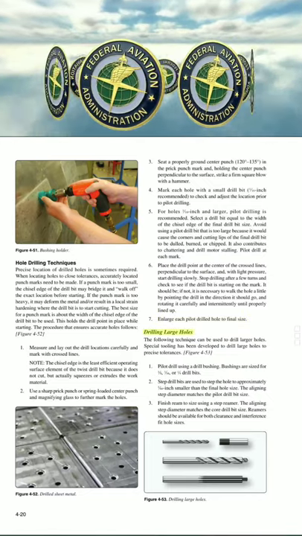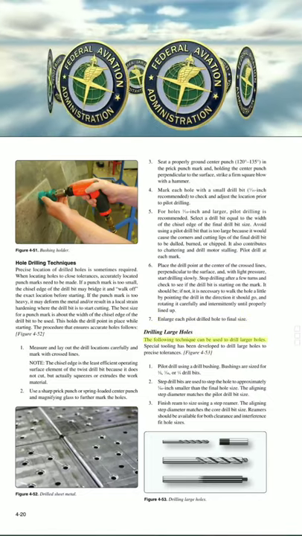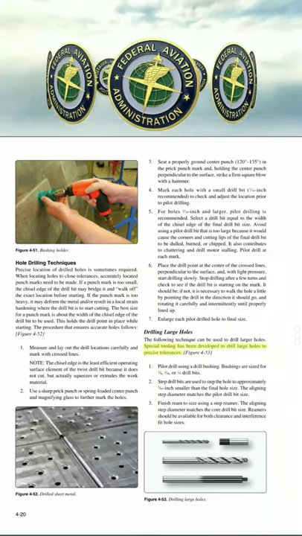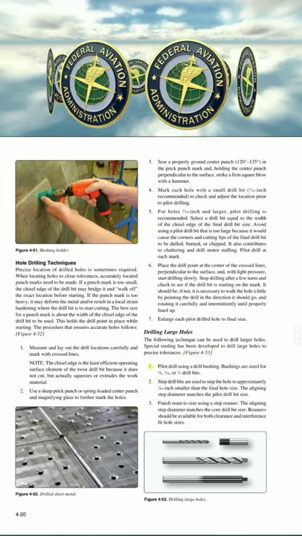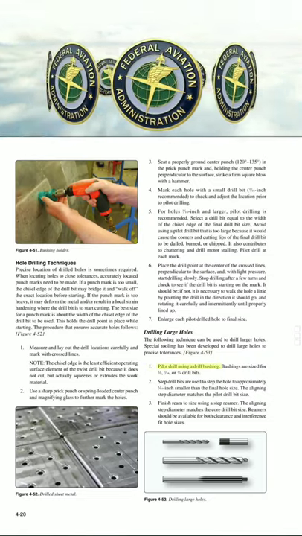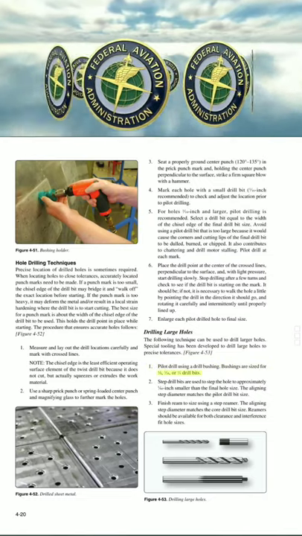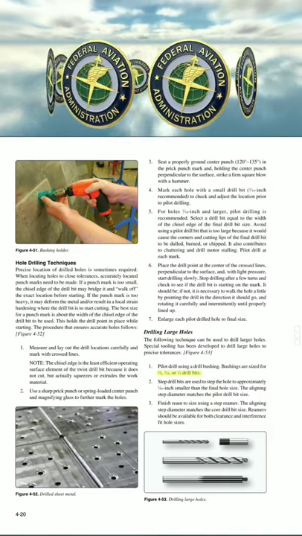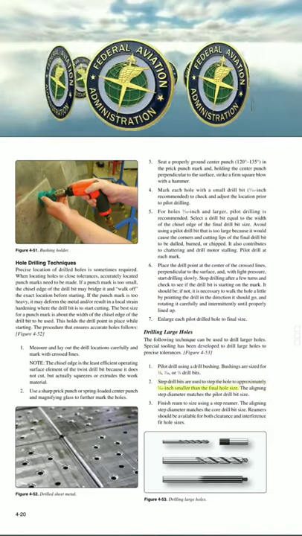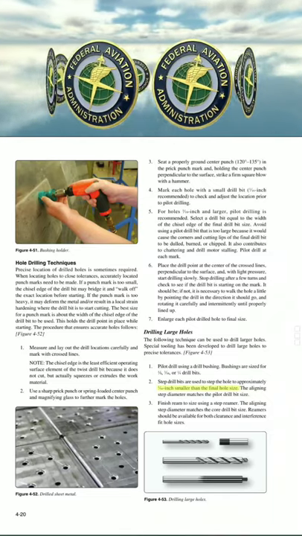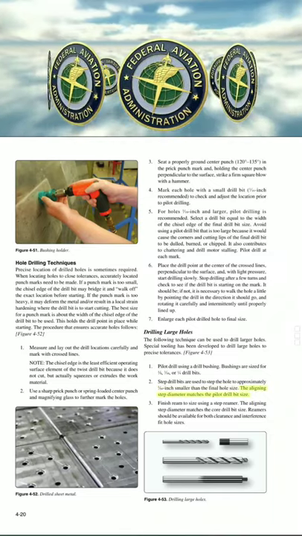Drilling large holes. The following technique can be used to drill larger holes. Special tooling has been developed to drill large holes to precise tolerances. Figure 4-53. 1. Pilot drill using a drill bushing. Bushings are sized for 1/8, 3/16, or 1/4 drill bits. 2. Step drill bits are used to step the hole to approximately 1/64 inch smaller than the final hole size. The aligning step diameter matches the pilot drill bit size.